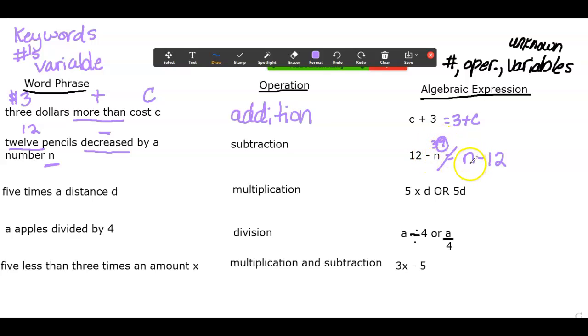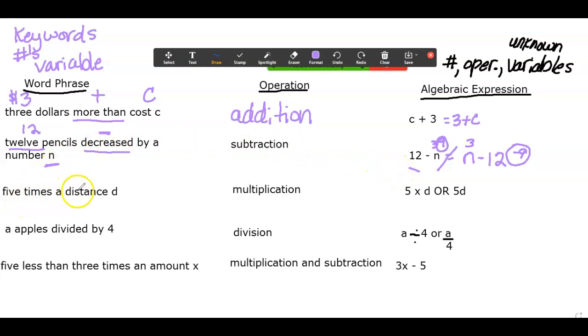Over here, I have to use the same number. So let's say that n is still 3. Well, if I do 3 minus 12, that actually gives me negative 9. And that is not the same answer. So this is not correct. So you have to pay attention to what comes first. They're telling us I start with 12 pencils, so that's what has to be first here.